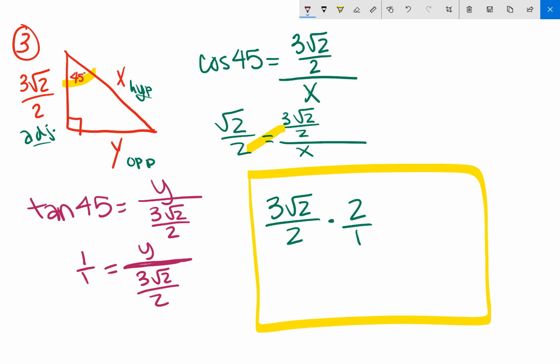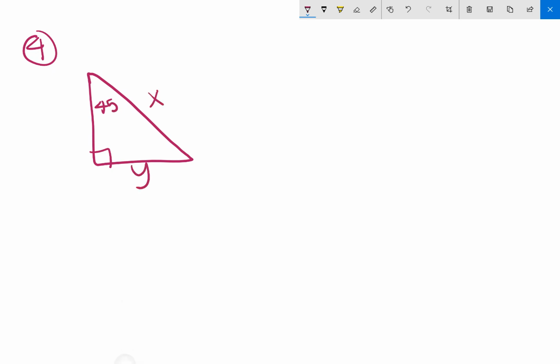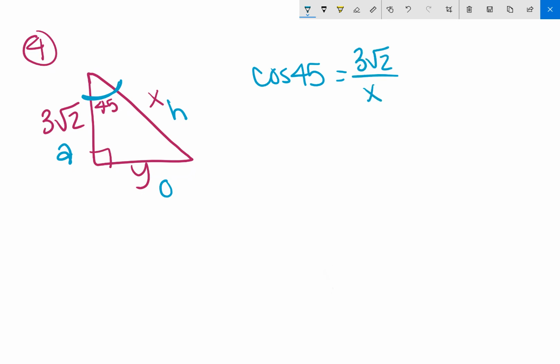Okay. So moving on, number 4. Because I'm trying to make this a fast video, but we'll see how we actually do. We have 45 degrees, x, y, and 3 square root of 2. So if I am trying to set this up, I see hypotenuse, opposite, and adjacent. So let's start with x. If I'm basing it off of this 45-degree angle, I have adjacent and hypotenuse. So I would use cosine of 45 equals adjacent over hypotenuse.